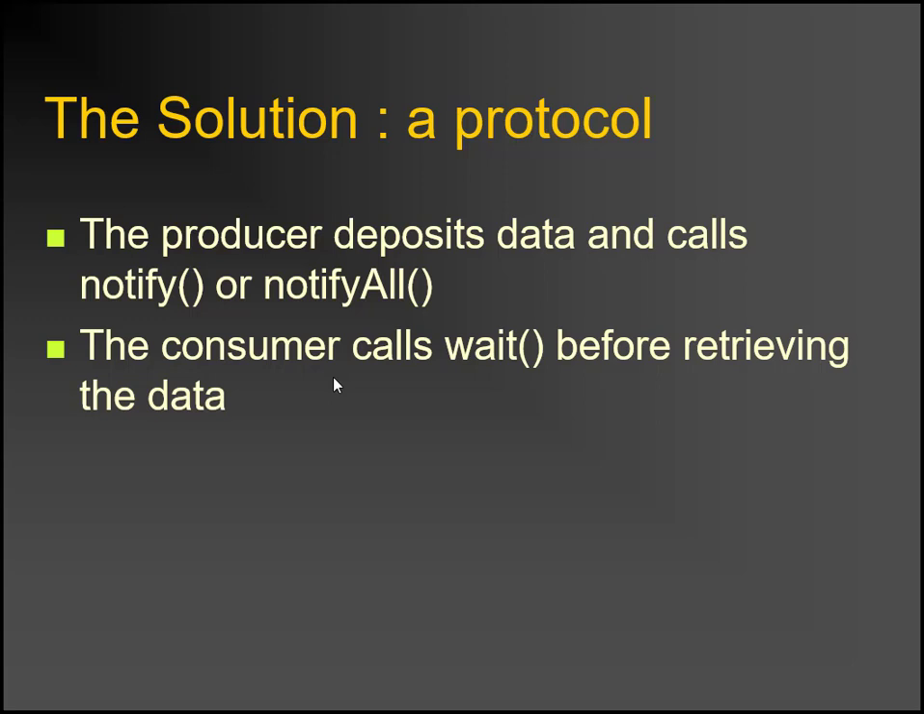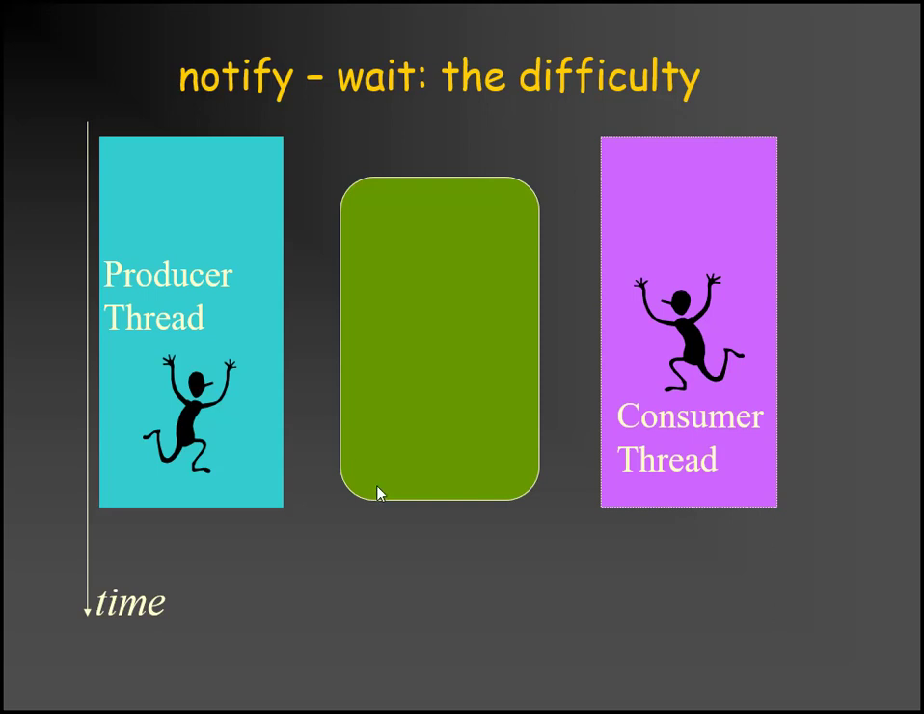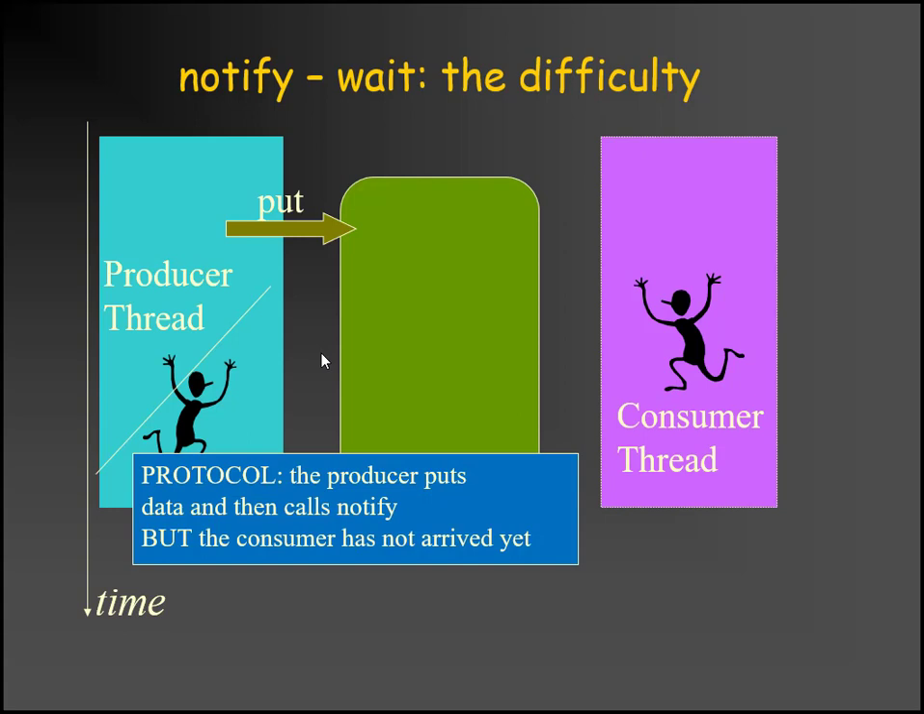Well, there are some issues to be aware of, and so here's the problem. The difficulty. So here we have a producer thread, we have our consumer thread. The producer puts something into the cubby using the protocol. So it acquires the lock, it puts the data in, and then calls notify. But the consumer hasn't even shown up yet. So the producer puts the data in, says, anybody want it? Come and get it, and then leaves.